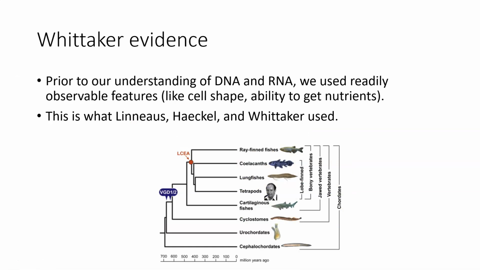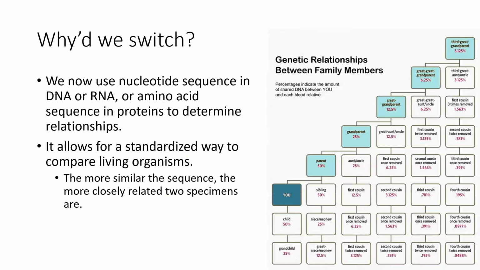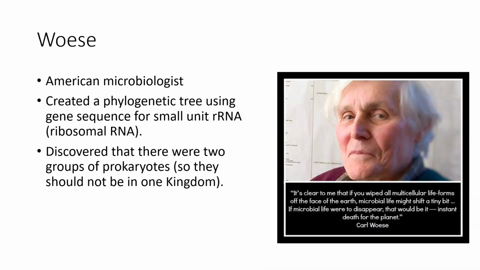Where we went after Whittaker is we started to learn more about DNA. DNA is what we pass down from one generation to the next, and DNA is what makes every living thing essentially unique. You have more similar DNA to your relatives than you do to species that are more distantly related to you. So when we started to look at DNA evidence, it gave us a more accurate phylogenetic tree.